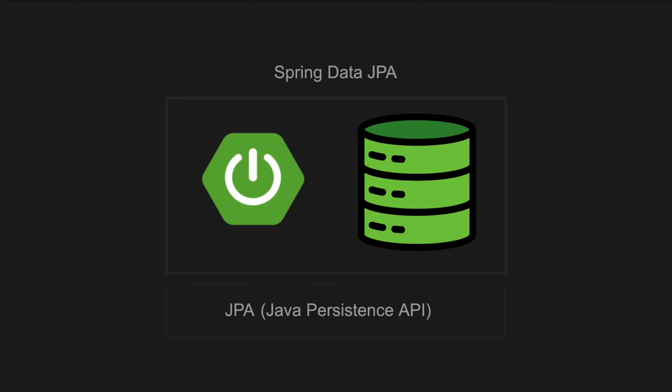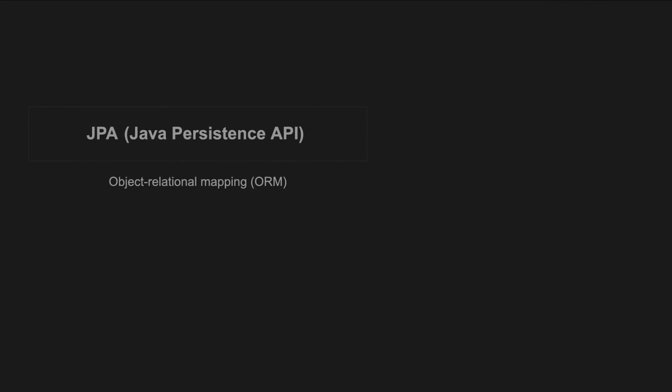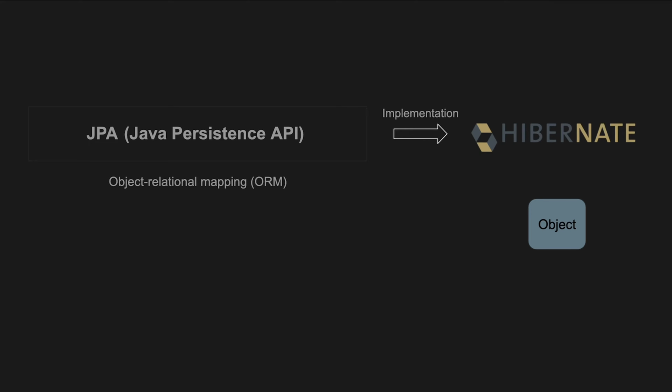Spring Data JPA is a powerful abstraction on top of JPA that simplifies data access in Spring applications. JPA stands for Java Persistence API, and basically it's a specification for object relational mapping for accessing and managing data between Java objects. It has Hibernate as an implementation that maps Java objects to relational database tables, so that Java classes are represented as tables in a database, and then various CRUD operations can be performed on it.